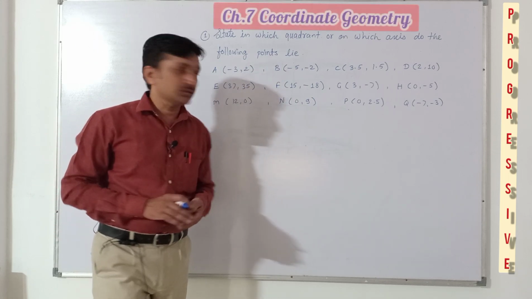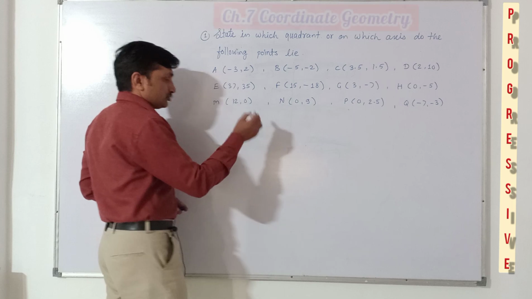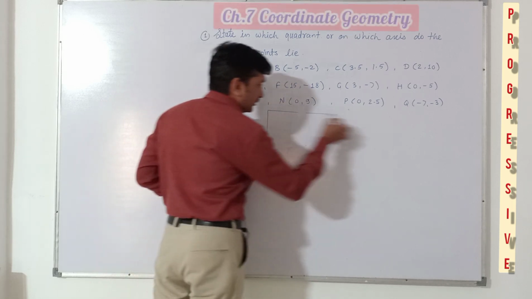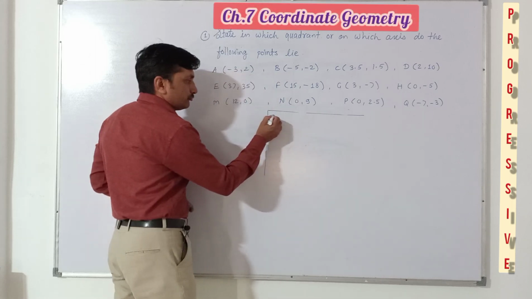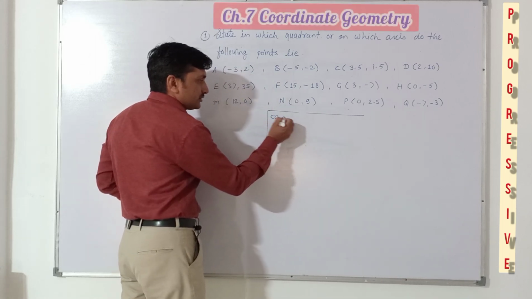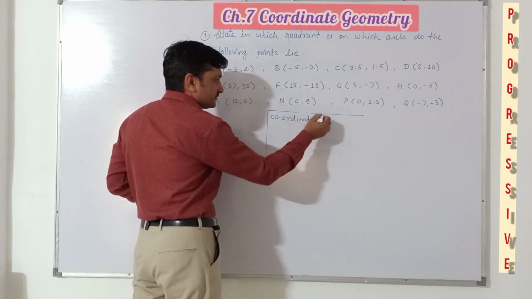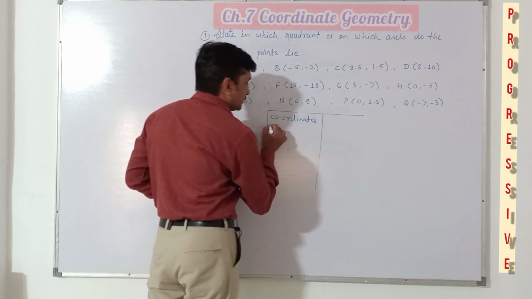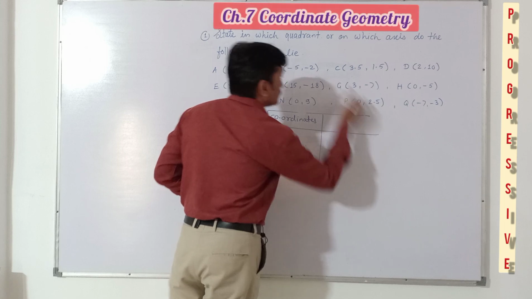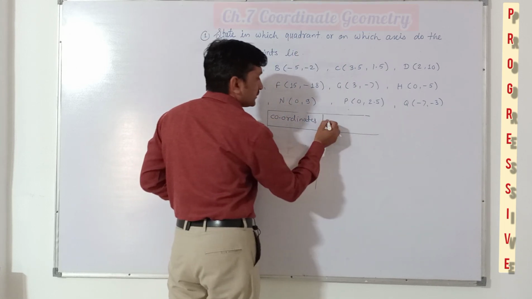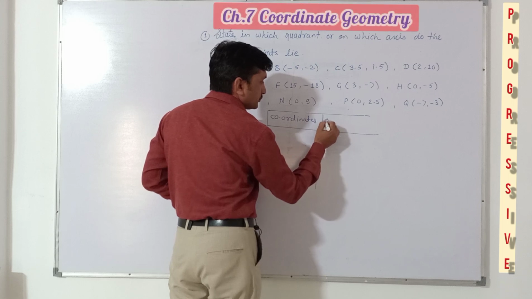Now for the solution, we have to prepare one table. In the first column we will write the coordinates, and these are the coordinates given here. And in which quadrant or on which axis they are, so I write here position.